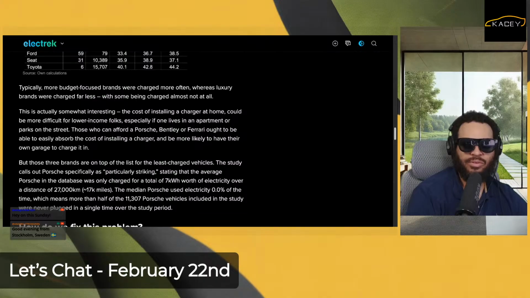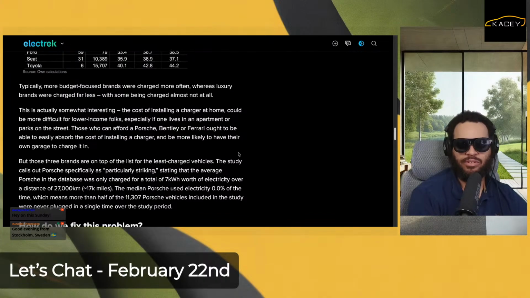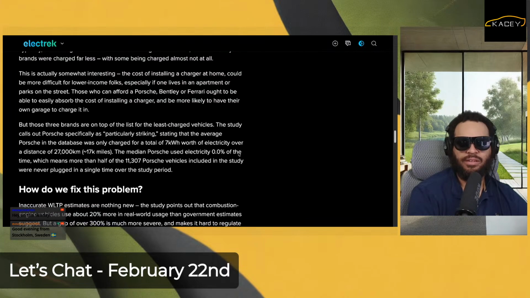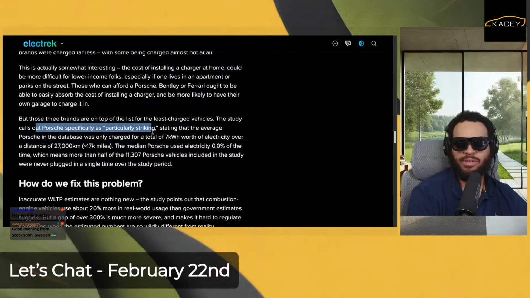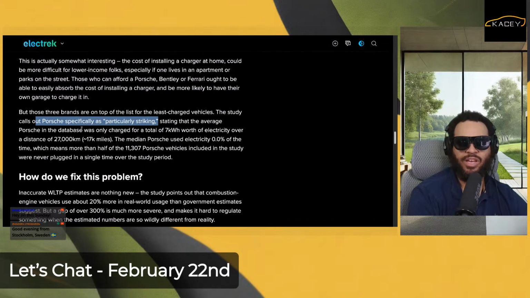Those who can afford a Porsche, Bentley, or Ferrari ought to be able to easily absorb the cost of installing a charger and be more likely to have their own garage to charge it in. Mm-hmm. But those three brands are on top of the list for the least charged vehicles. The study calls out Porsche specifically as particularly striking, stating that the average Porsche in the database was only charged for a total of about 7 kilowatt hours worth of electricity over a distance of 17,000 miles.